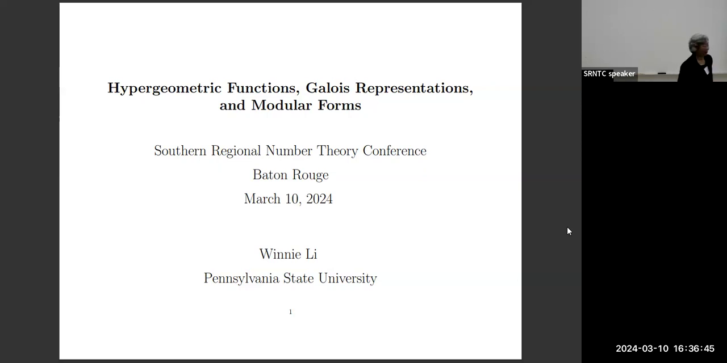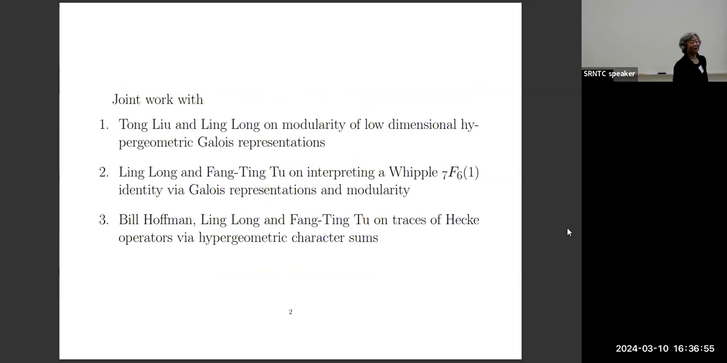So today I will talk about the relations between hypergeometric functions, Galois representations, and modular forms. In particular, I will report on joint work with three sets of co-authors. The first set, with Tong Liu and Lin Long, is on the modularity of low-dimensional hypergeometric Galois representations. The second set is with Lin Long and Fantin Tu, on interpreting the WIPO 756 identity via Galois representations and modularity.